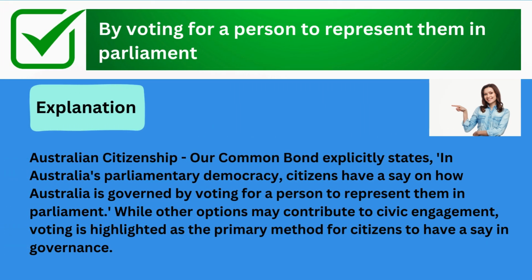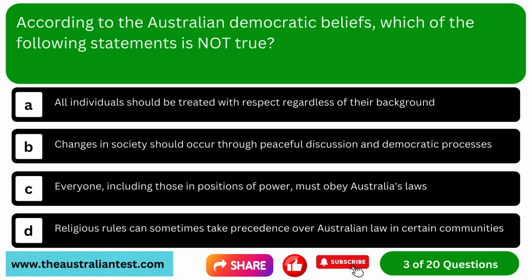The correct answer is by voting for a person to represent them in Parliament. Explanation: Australian Citizenship, Our Common Bond explicitly states in Australia's parliamentary democracy, citizens have a say on how Australia is governed by voting for a person to represent them in Parliament. While other options may contribute to civic engagement, voting is highlighted as the primary method for citizens to have a say in governance.